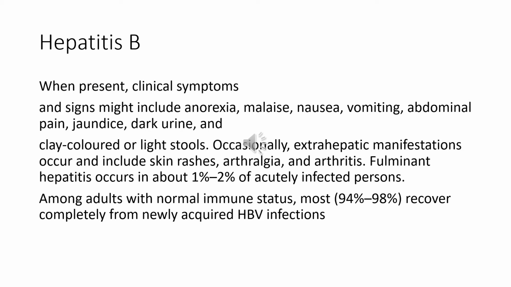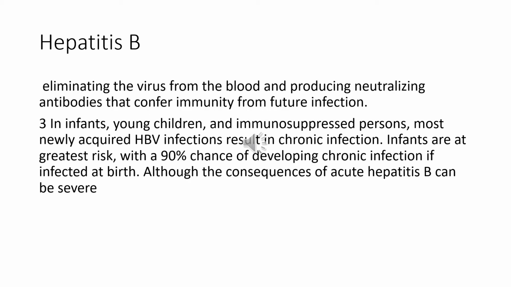Among adults with normal immune status, most recover, 94 to 98%, completely from newly acquired hepatitis infection, eliminating the virus from blood and producing neutralizing antibodies that confer immunity from future infection. That is most of the cases, about 98%. In infants, young children, and immunosuppressed persons, most newly acquired hepatitis infections result in chronic infection.